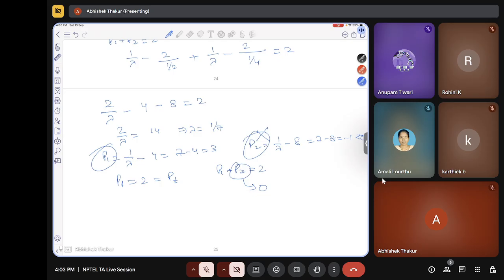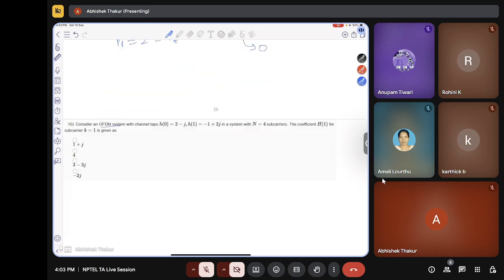So now we'll move on to the next question. So consider an OFDM system with channel taps H0 is equal to 2 minus J and H1 is equal to minus 1 plus 2J and N is equal to 4 subcarriers. So we have to find H1. So basically we'll use again the same formula. So HK, I'll write the formula. So this is basically HL e to the power minus J 2 pi KL by N. So here K is given as 1.